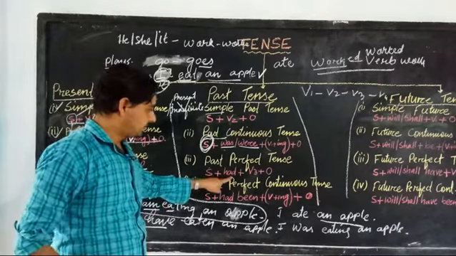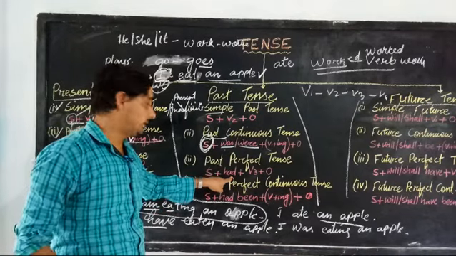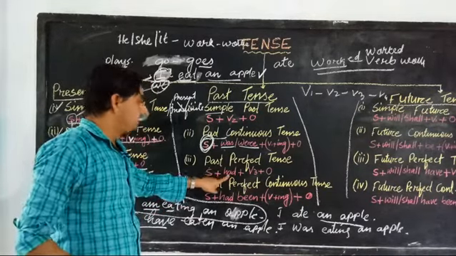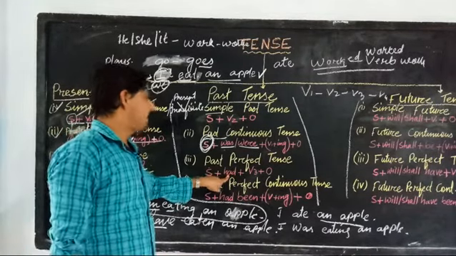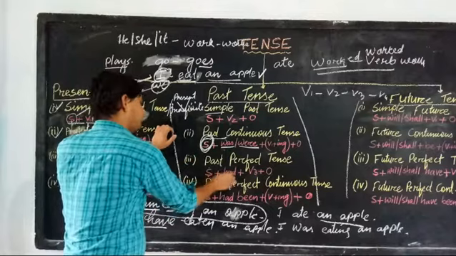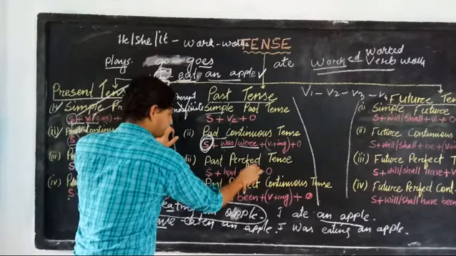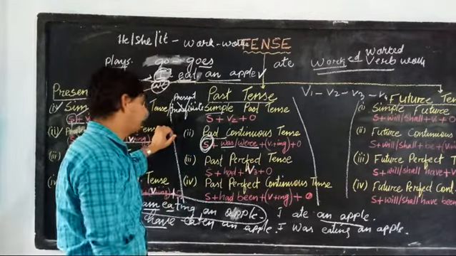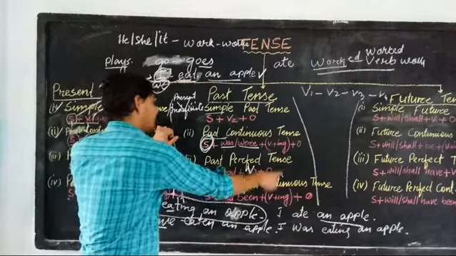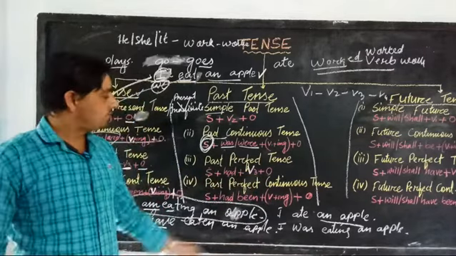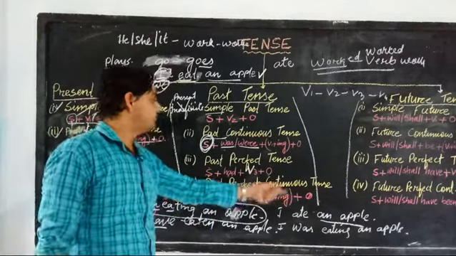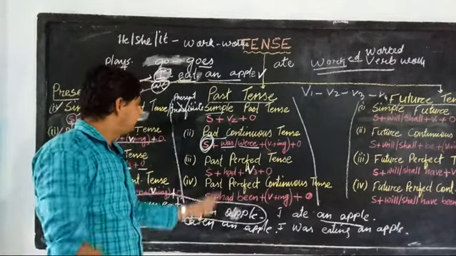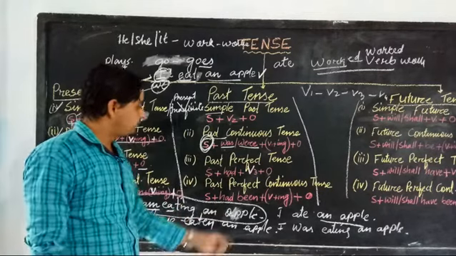Subject. There is no singular and plural in past perfect tense. One helping verb we will use. What is this? Had. Subject, had, then the third form of the verb we will use here. Then the object. If we convert the same sentence into past perfect tense, how will this sentence be?